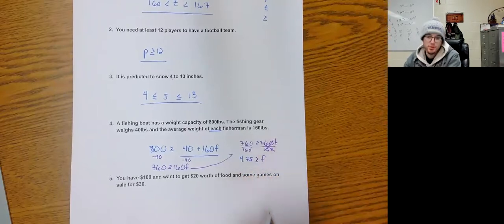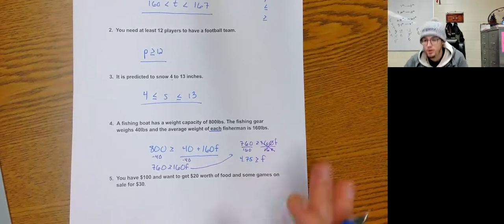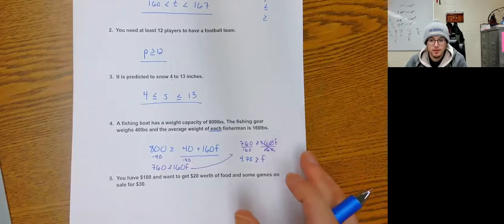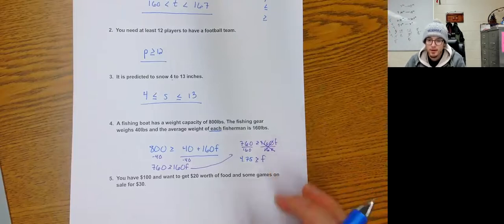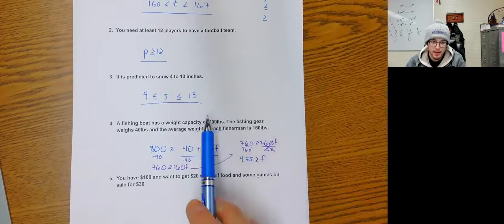4.75. Now we're talking about fishermen. We're saying we got 0.75 of a human being. Does that work? No, it doesn't. It does not work. But this is the solved inequality. This inequality represents this problem.